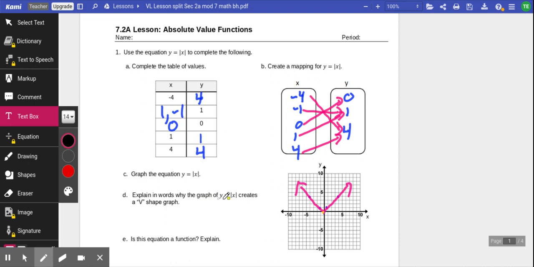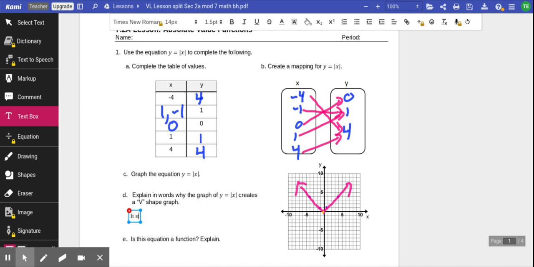Okay, explain in words why the graph y equals the absolute value of x creates a V shape. It's a line where half of it got reflected up. So I got my text. It started as a line where all the negative y values reflected over the x-axis.